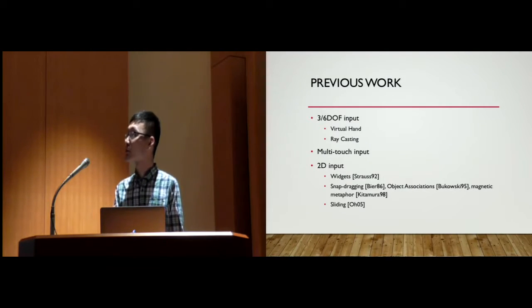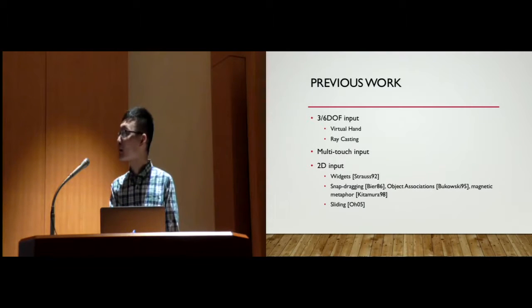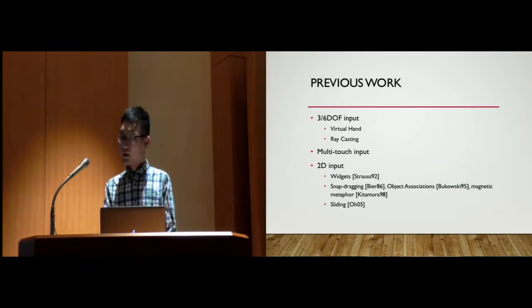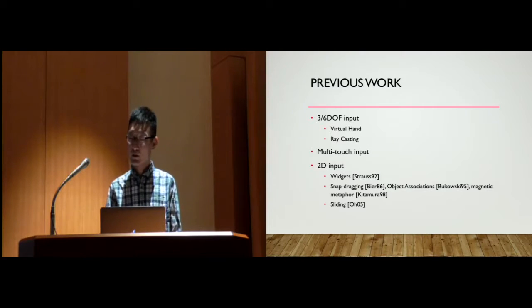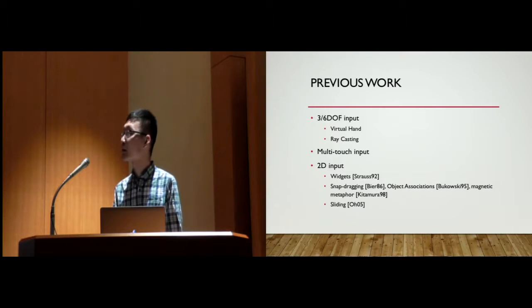There have been a lot of techniques that are designed for 2D input devices. 3D widgets have been widely used in a lot of commercial software, and snap-dragging, object associations, and magnetic metaphor are all early forms of sliding. The sliding algorithm presented in 2005 was shown to be more efficient than 3D widgets for in-contact conditions. However, with the original sliding algorithm, there's no way to move the object along the line of sight.